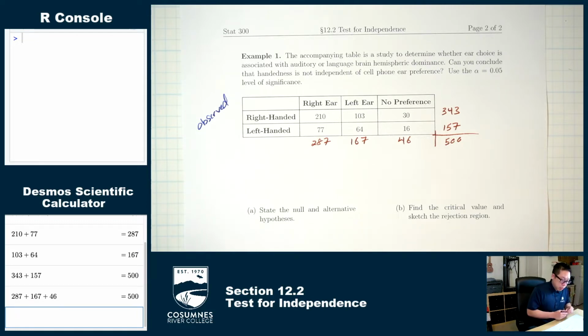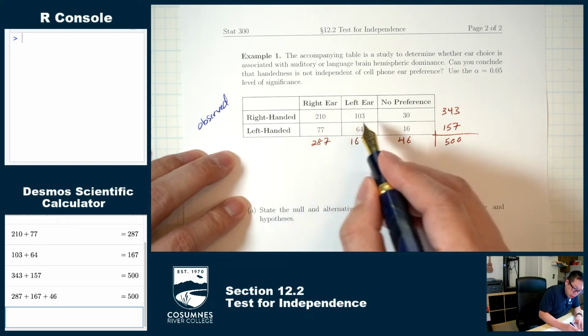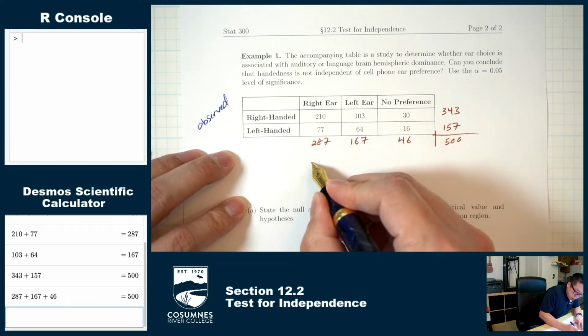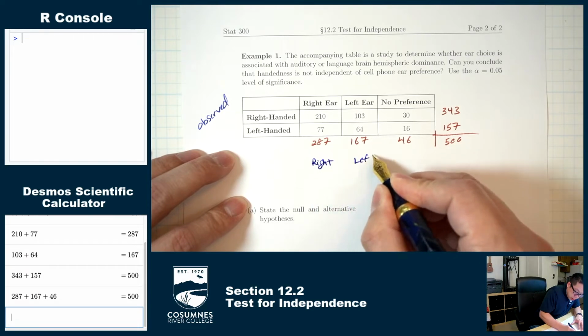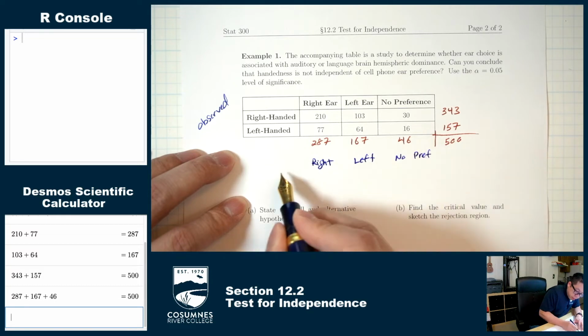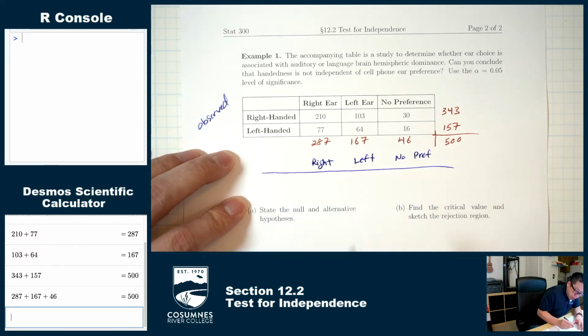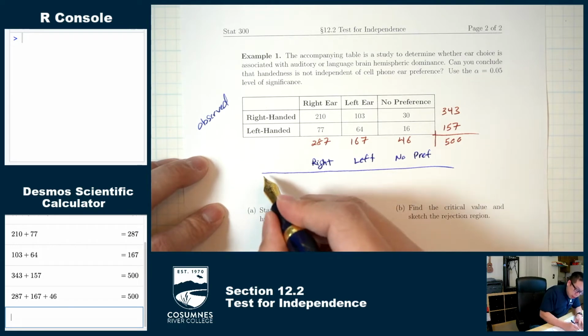Okay, and now I need to recreate this table. So I have right ear, left ear, no preference. I'm just going to write right, left, no preference. And then I have right-handed, left-handed, which I'm also going to write just right and left.